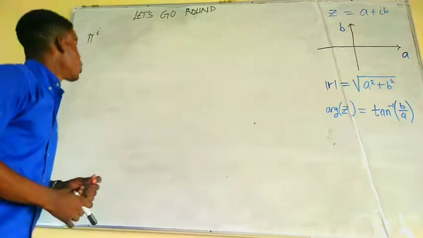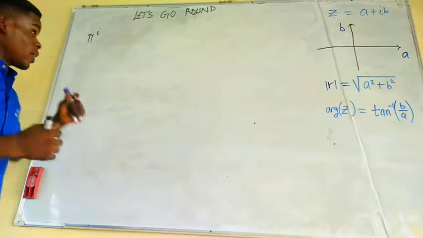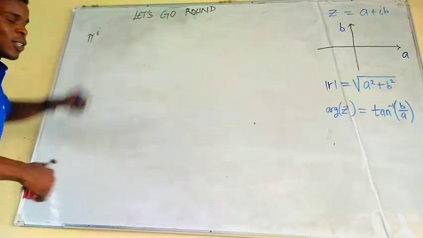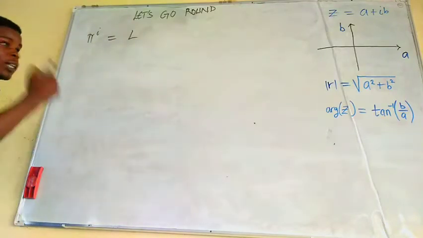Okay, now we have here on the board pi to the i. Very nice. Let's just go around that, alright? So let's solve till we get back to that. We're actually solving for nothing. This should be equal to L. Then we take the ln on both sides.